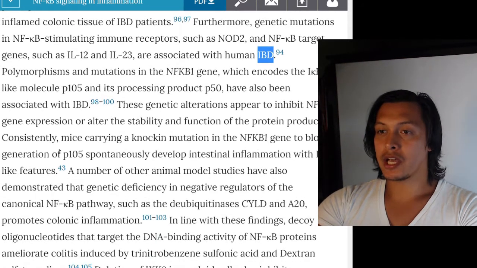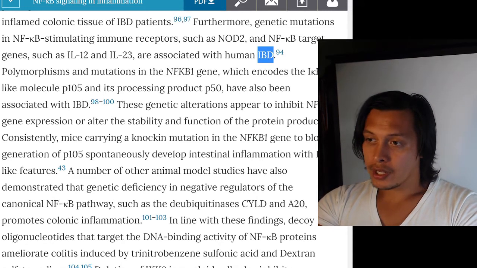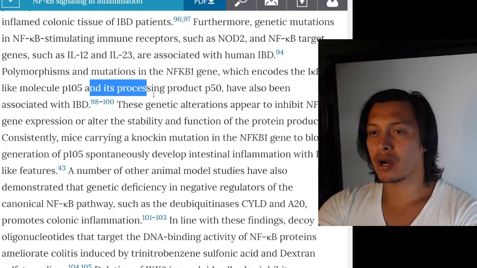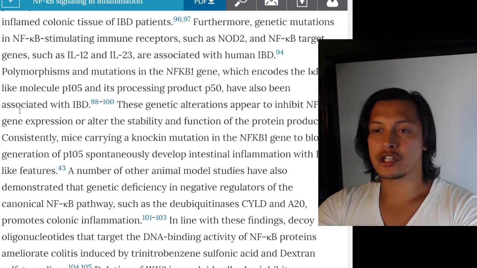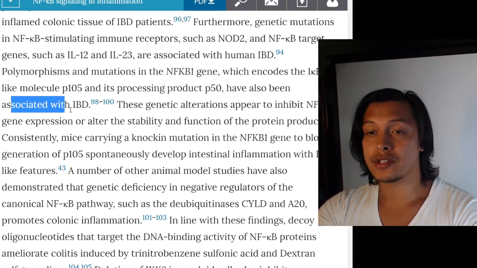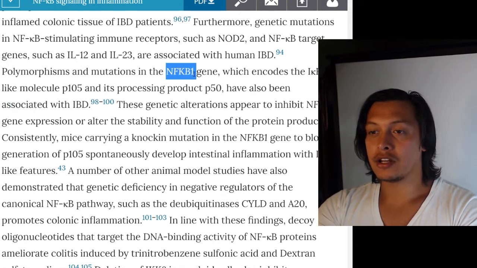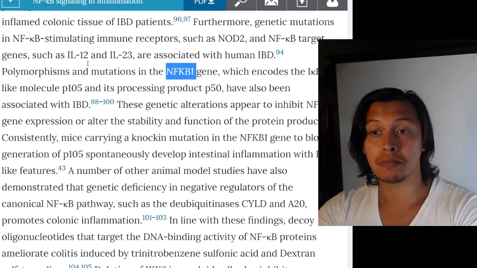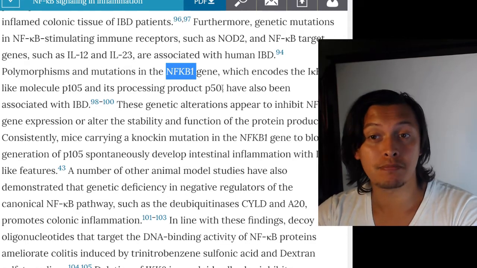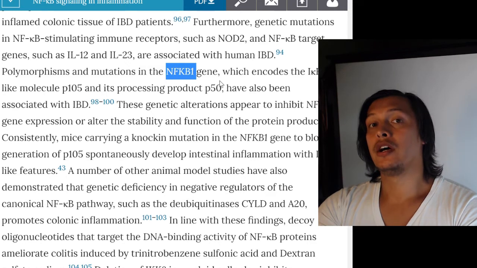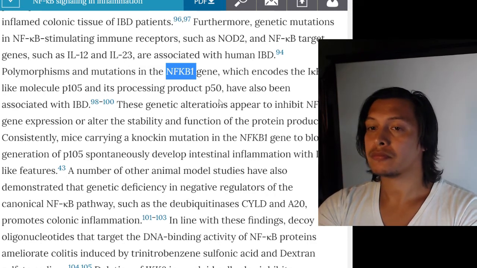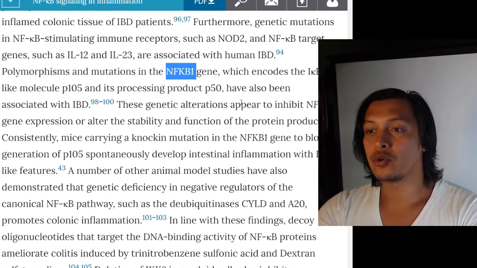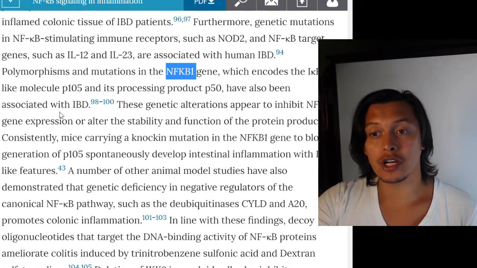So polymorphisms and mutations of the NFKB1 gene, which encodes the I-kappa B-like molecule P105 and its processing product P50, have also been associated with inflammatory bowel diseases. So if you have a mutation in the nuclear factor kappa B1 gene, which remember encodes for P105, which is processed into P50, which is a part of the canonical nuclear factor kappa B molecule, you could have specific types of mutations that are associated with inflammatory bowel disease.